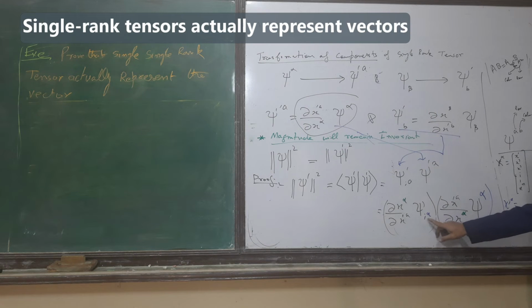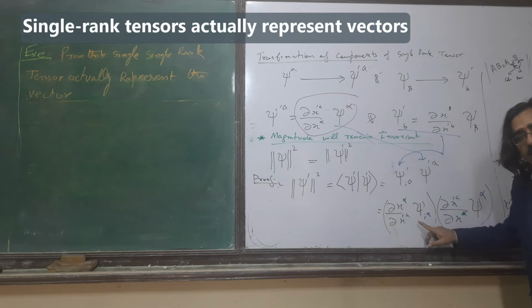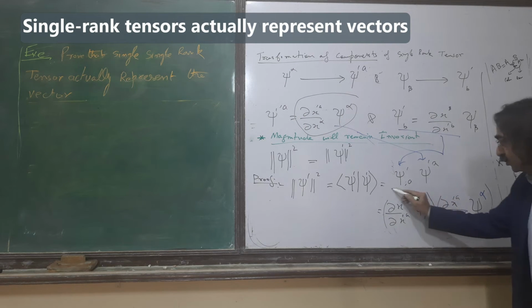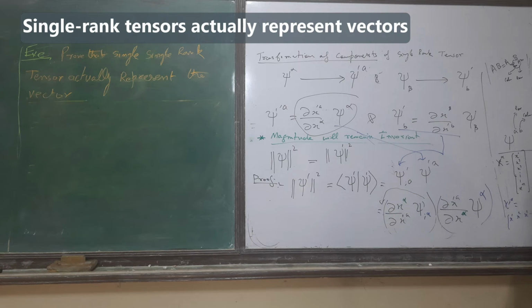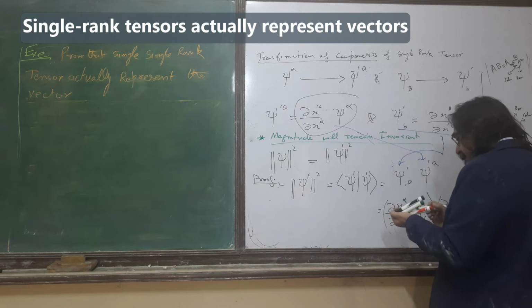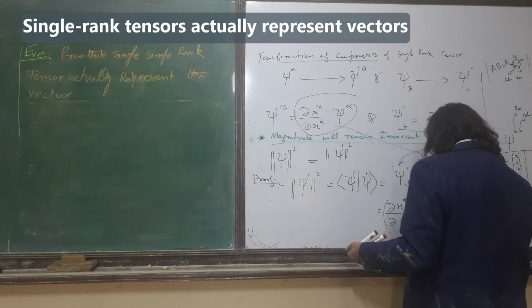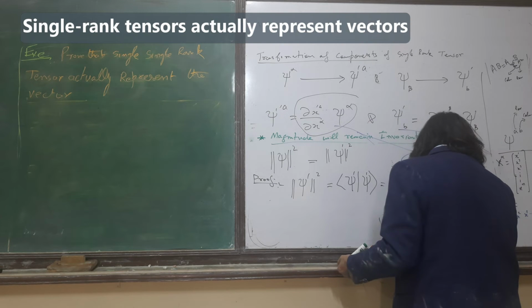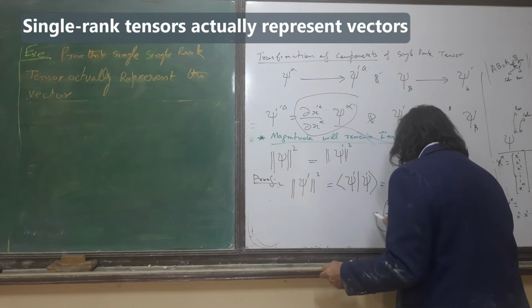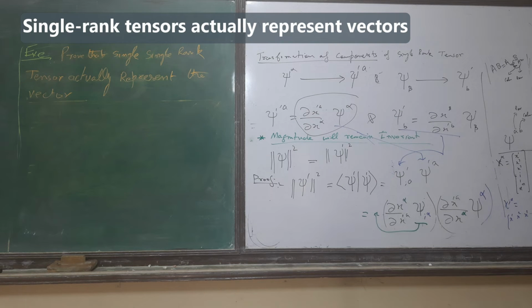Got it? But a column must become a column, contracting from the left side. So this is A, so it must become here. Because according to the rule, the column of the first vector must be the same as the row of the second. So this psi bar can be here. Got it?